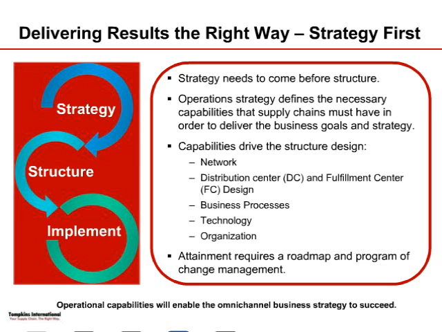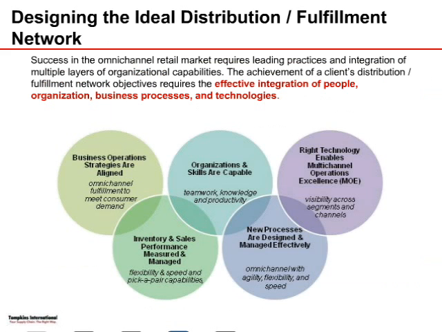We need a roadmap, some way to get to where we want to go. And we have to understand that if you don't have a little bit of a roadmap with executive leadership and guidance behind it, we will end up in a detour situation. So what we want to do is look at some of the major components here. And what we believe in designing an ideal network is that there are multiple layers that we need to look at. And we really have to effectively integrate people, the organization, the business processes, and technologies for it.